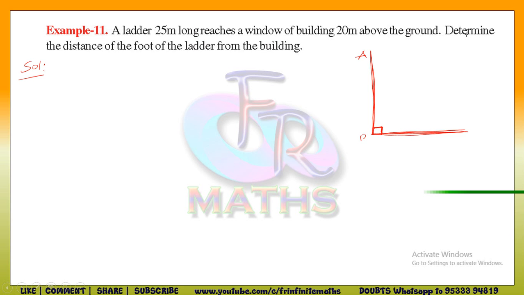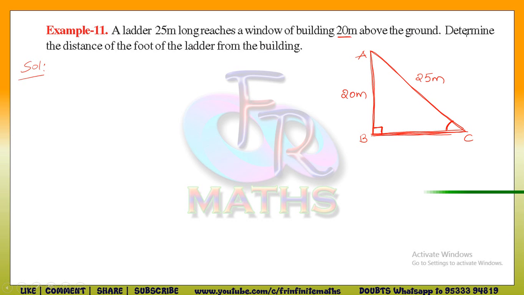Now giving the names for this, let this be ABC. Already you all know that a ladder is always kept slant with the ground, right? So with the horizontal, it will be making some angle. Here, what he has given: the ladder is 25 meters long, it reaches a window of a building 20 meters above the ground. Since this is the ground, above the ground how much is the height? The height of the building is given as 20 meters.